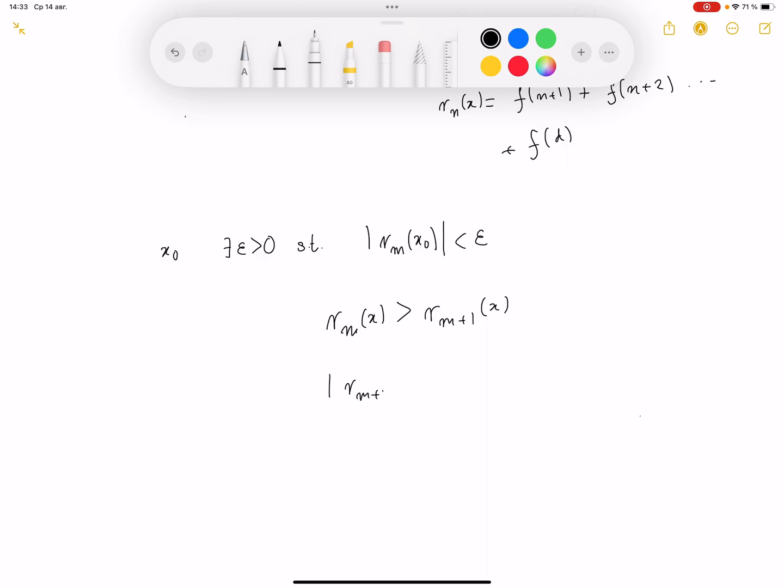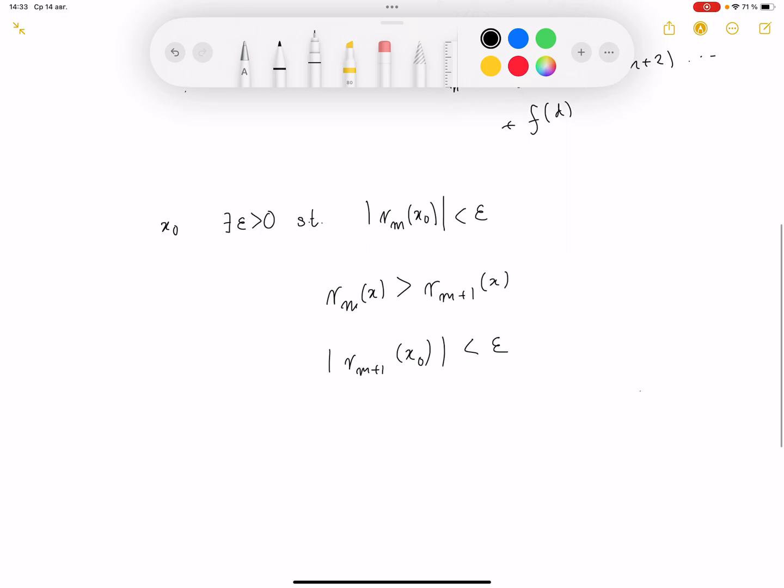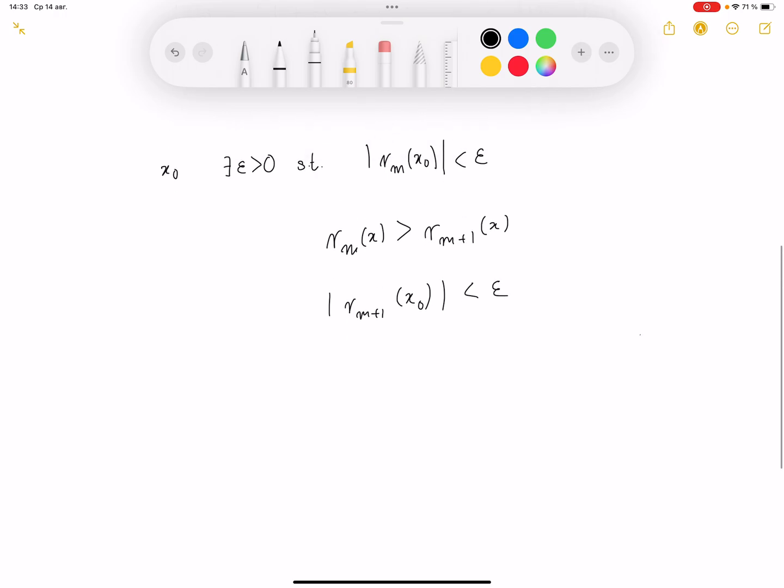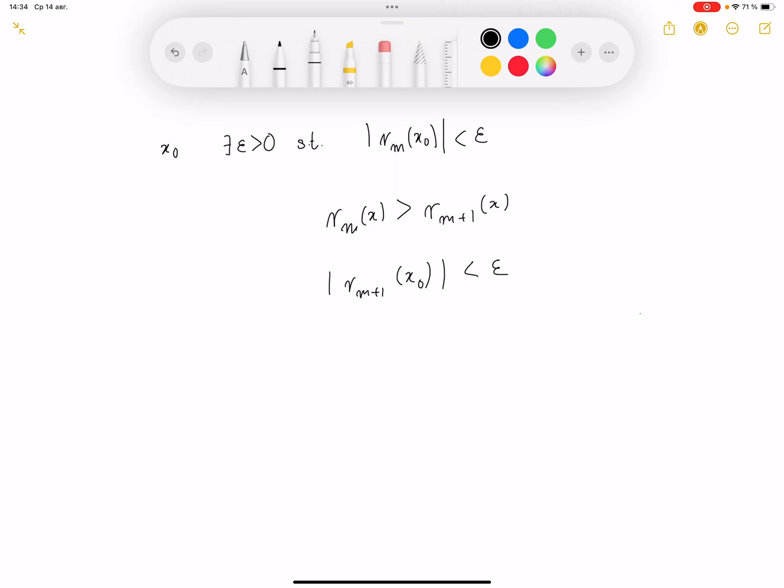Rm plus 1 of x naught in absolute value is also smaller than epsilon, and so are all of the other terms, all of the other remainders. This basically proves that after some m, the remainder becomes infinitely small. If we change x naught to the value of the argument inside the remainder part, since it's a function, we can plug in any argument.